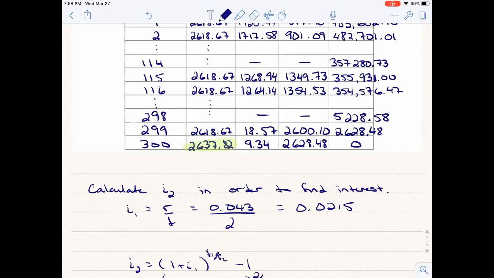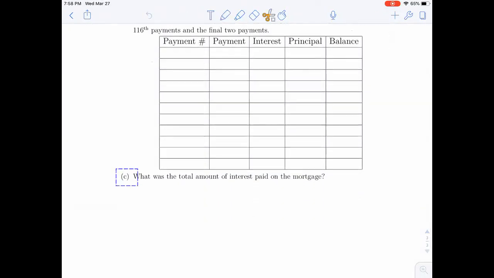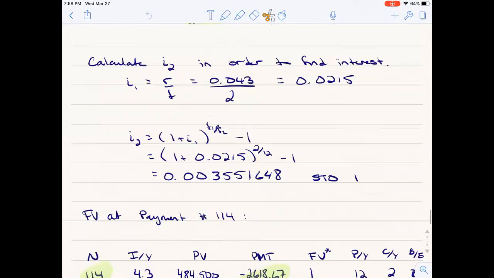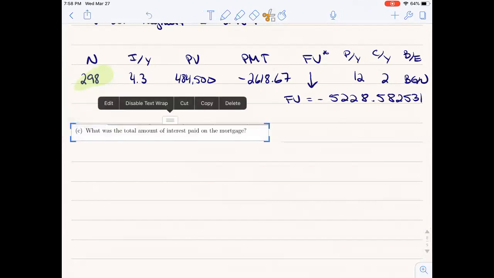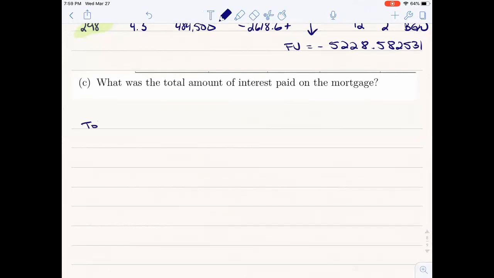Last part of this question is: what was the total amount of interest paid on the mortgage? Right, so the total interest is the total paid minus the original balance.